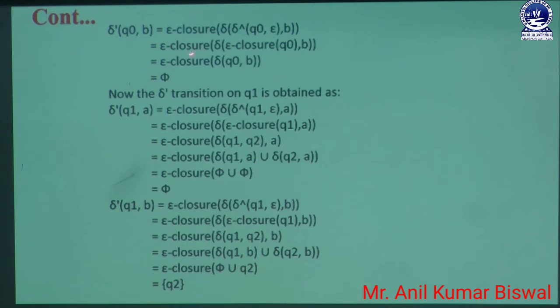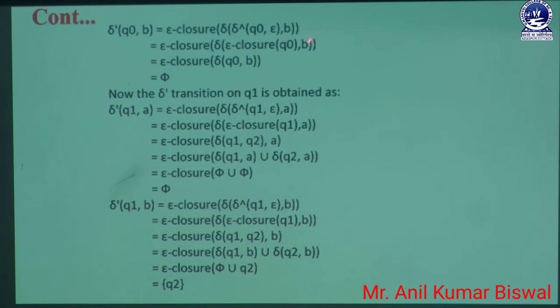Using the same procedure: epsilon closure, then the transition of Q0 epsilon comma B. The transition of Q0 epsilon is the epsilon closure of Q0, and putting epsilon on Q0 gives the same state, Q0, then comma B. In the last third step we get the epsilon closure of the transition Q0 comma B, because the epsilon closure of Q0 is the same Q0, already mentioned here.